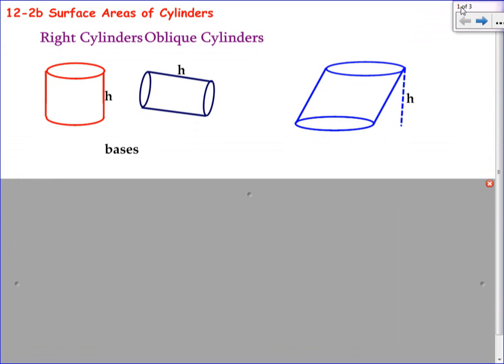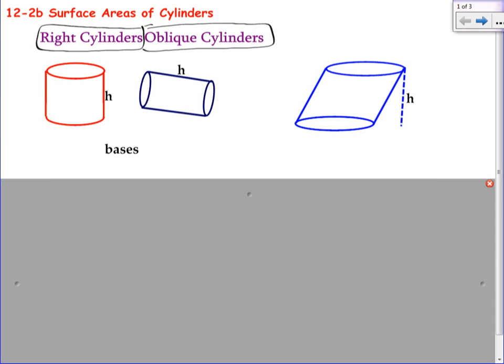All right, so yesterday we looked at finding surface area of prisms, and now we're going to add in cylinders. So we'll talk about a new formula today, but separating out these two things. Okay, right cylinders, what do you think is the difference between right and oblique? We talked about this yesterday. Yes. Right is straight up and oblique is slanted. Okay, so we have right angles in the right cylinders, and oblique are kind of tilted over a little bit.